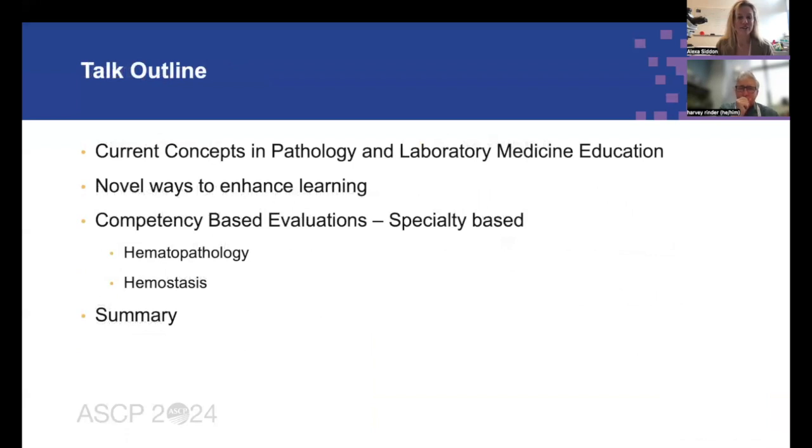The outline of our talk: we're going to start with going over some of the current concepts in pathology and laboratory medical education that we're all using. I'm going to share a few novel ways to enhance our learning. And then Dr. Rinder is going to lead us off and give us an overview of competency-based evaluation, both in hematopathology and hemostasis, and then we'll wrap it up.